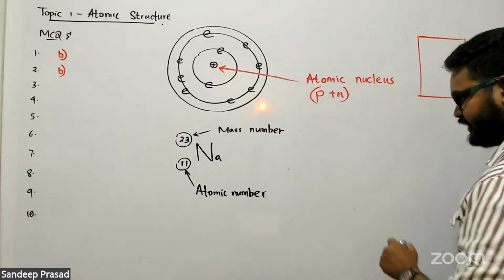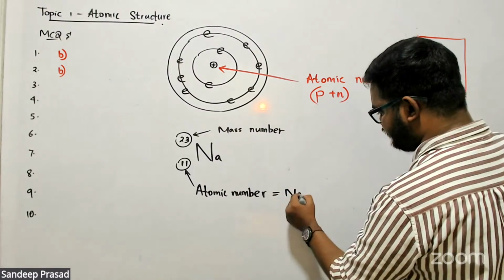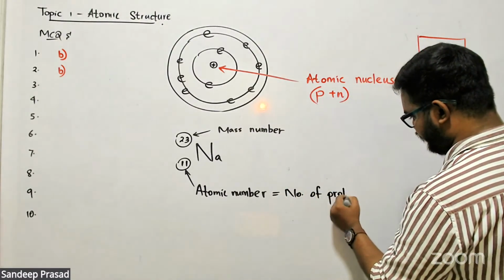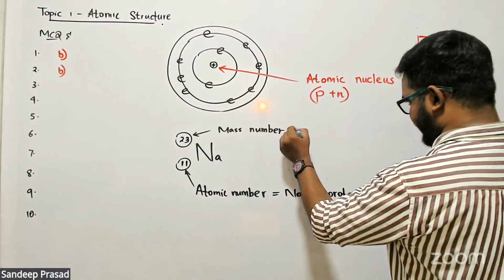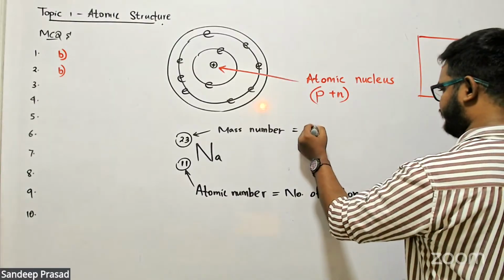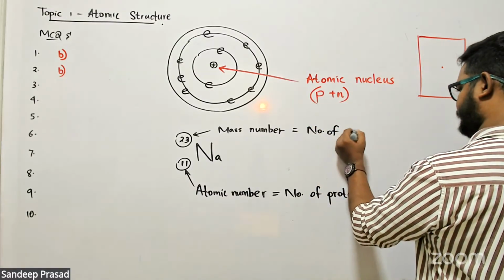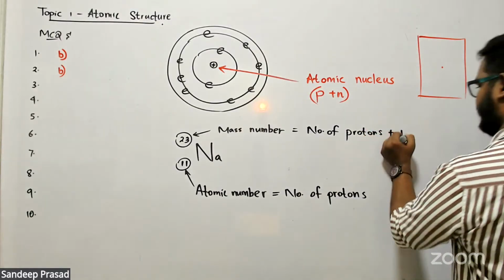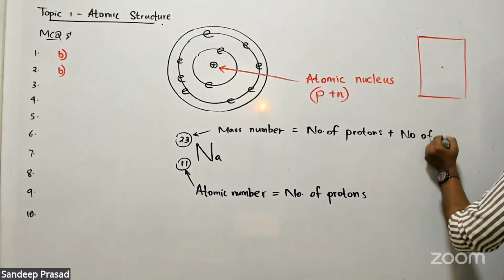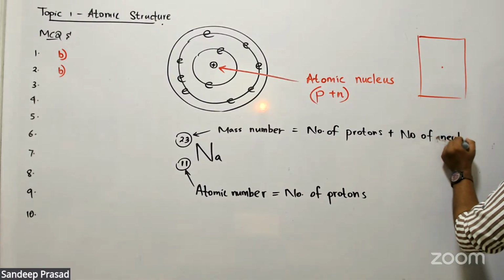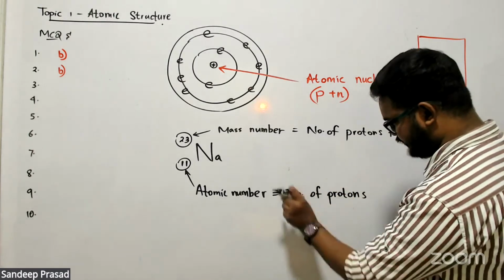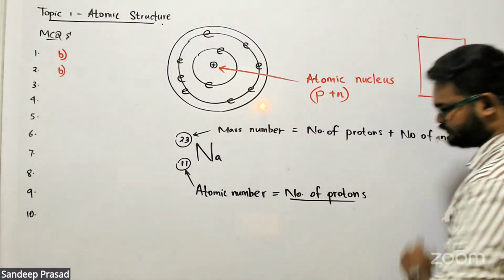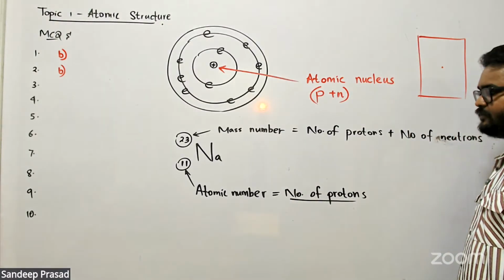Remember, students, atomic number is representing the number of protons. That's what you have learned in your O-level time. And the mass number is representing what? Number of protons plus number of neutrons, both, right? Can you understand? So we can say that simply, atomic number means number of protons.